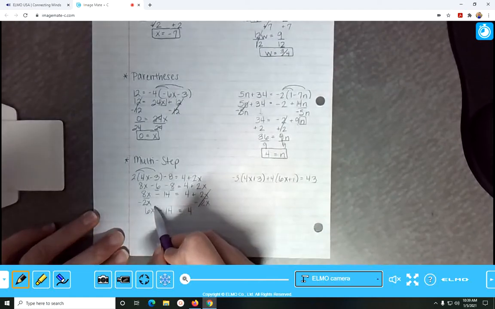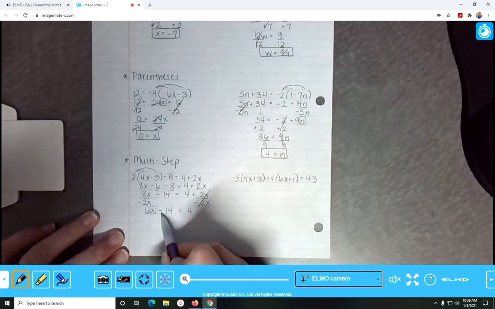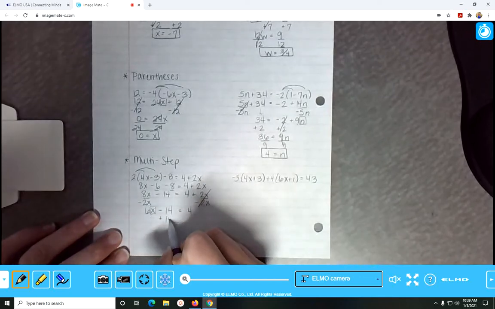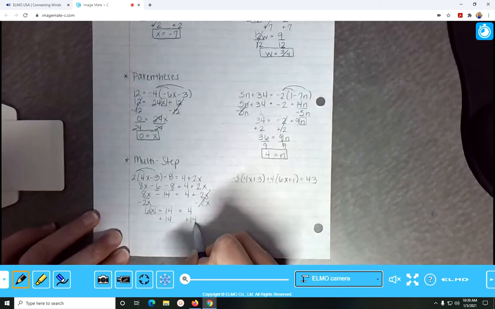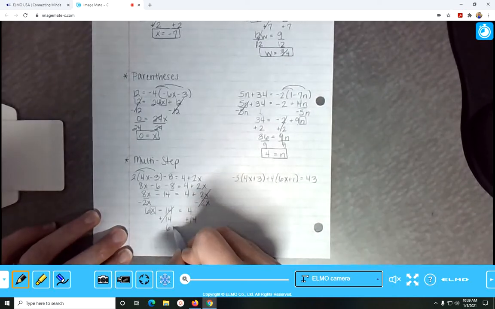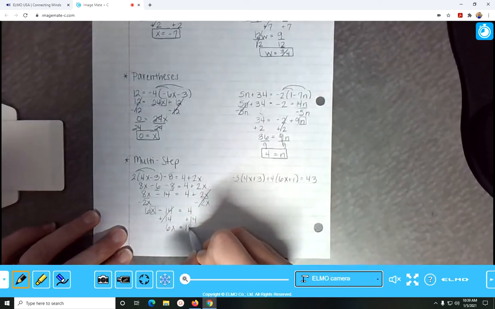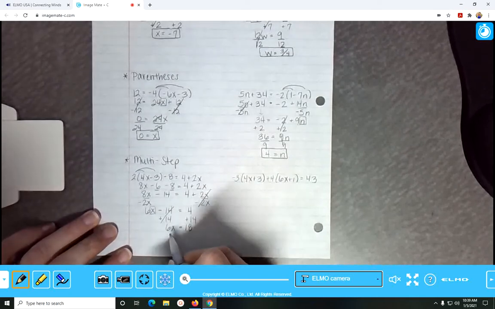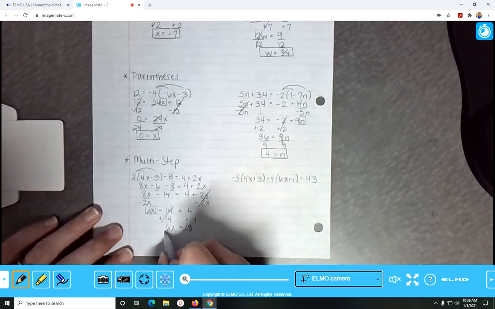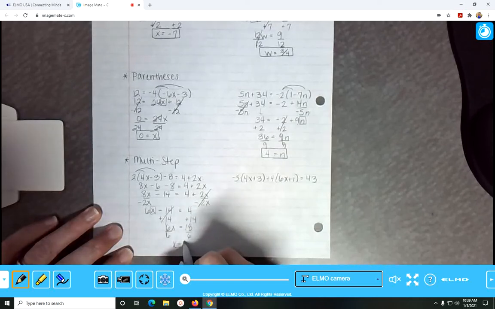I want to isolate this x. Okay, I want to get rid of my minus 14 by adding 14 on both sides. And then I want to get rid of the 6 in front of the x by dividing it out. So divide both sides by 6. So you get x equals 3 as your solution.